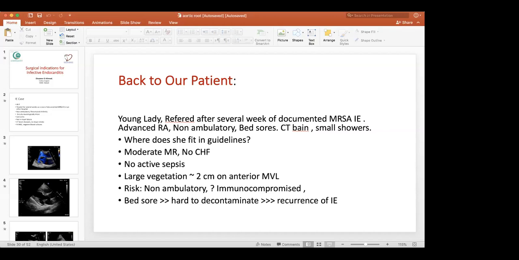And now the point of Dr. Haytham in terms of risk: if you have a focus of infection elsewhere in the body, like a bed sore, especially with a notorious organism like MRSA, I think it's very hard to decontaminate this patient and prevent further bacteremia because the source is there, and it's very difficult to treat bed sores when they are infected. So there is a very high risk of recurrent infective endocarditis in this patient. It's very difficult, but at least she's not class 1A that you have to take her.